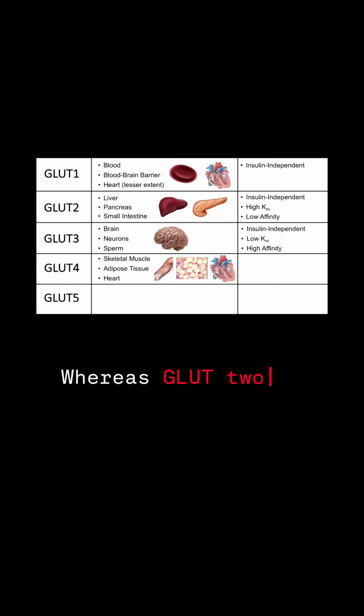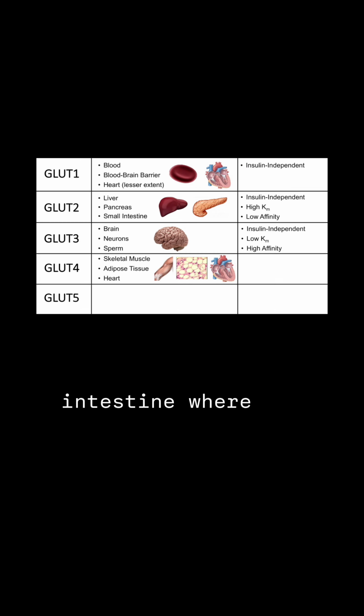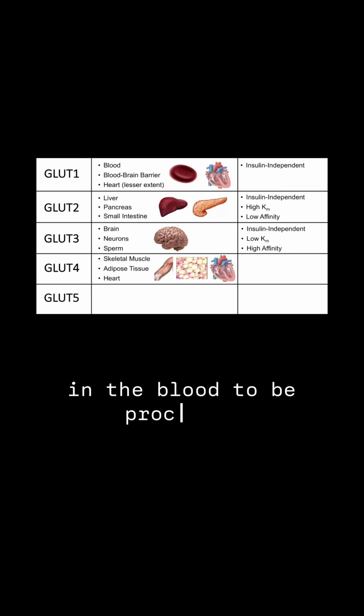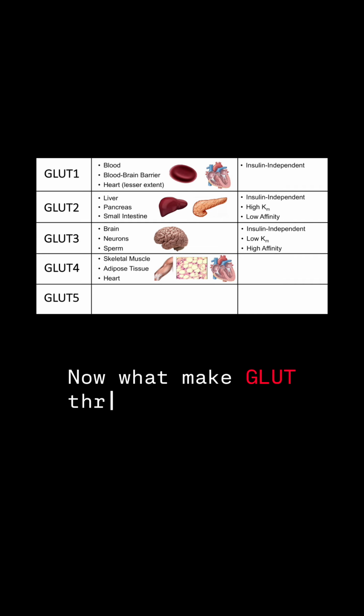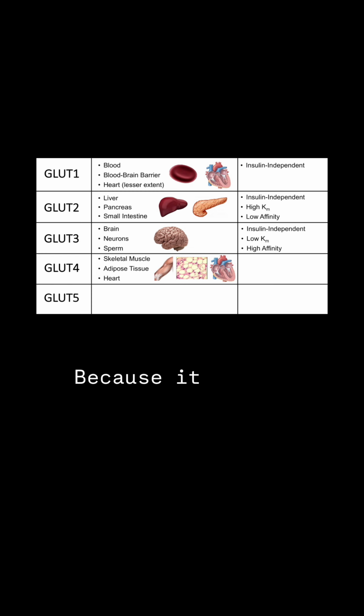Whereas GLUT 2 is present in regions like the pancreas and intestines, where glucose uptake is only necessary when there is an excess amount of glucose in the blood to be processed. Now, what makes GLUT 3 an essential question in NEET PG preparation? Because it is the main glucose transporter in neurons.